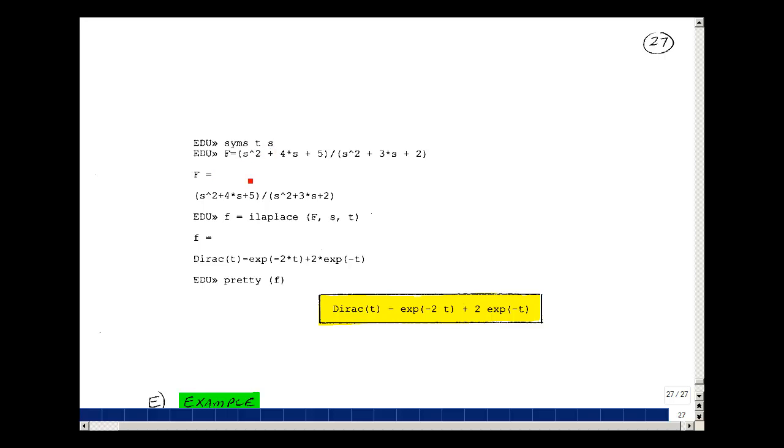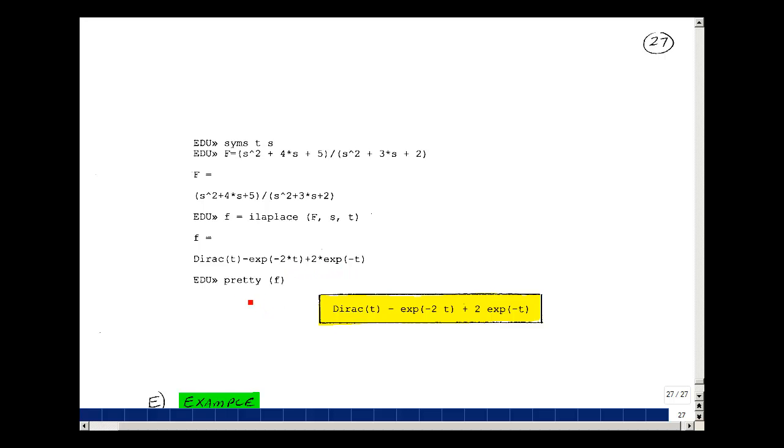Then our function F was s squared plus 4s plus 5 divided by s squared plus 3s plus 2. Hit enter and it echoes back what you typed. You can check again for a typing mistake. Using the inverse Laplace command, our function F, which is a function of s, and our result will be f as a function of t. Hitting enter, we get the results, Dirac of t minus e to the minus 2 times t plus 2 times e to the minus t.